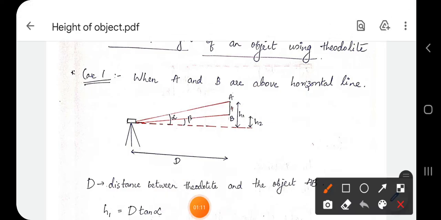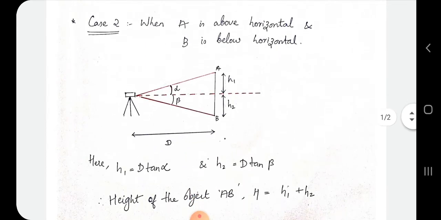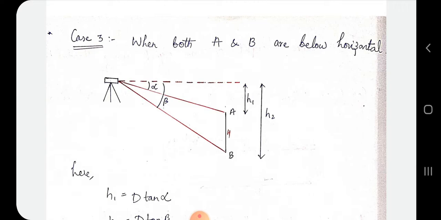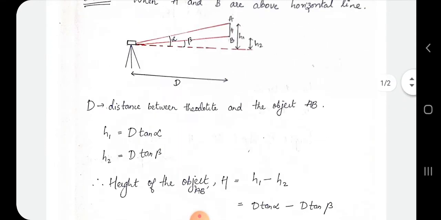The first case is when both the points, that is the top end of the object and the bottom end of the object, are above the line of sight. The second case is when the top end of the object is above the line of sight and the bottom end of the object is below the line of sight. And this is the figure of that condition. And the third case is when both the top and bottom end of the object are below the line of sight. In these three cases we have to find the height.